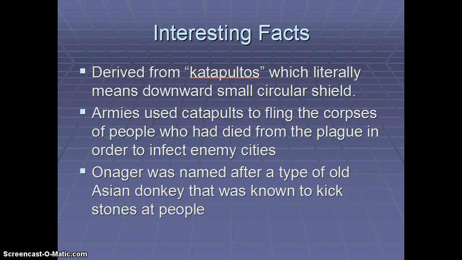So, some interesting facts about catapults. The word catapult was derived from the Greek word katapultos, which literally means downward small circular shield. Armies used catapults to fling the corpses of people who had died from the plague into their enemy cities so that they would get infected with the plague. And onager was named after a type of old Asian donkey that was known to kick stones at people.